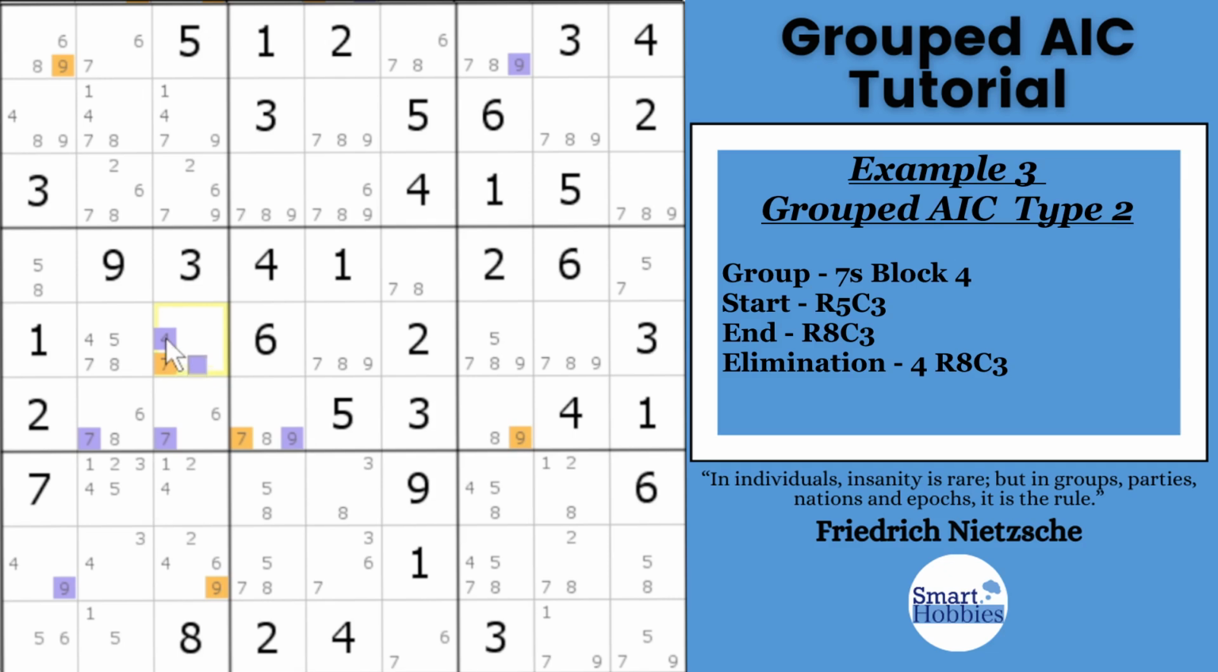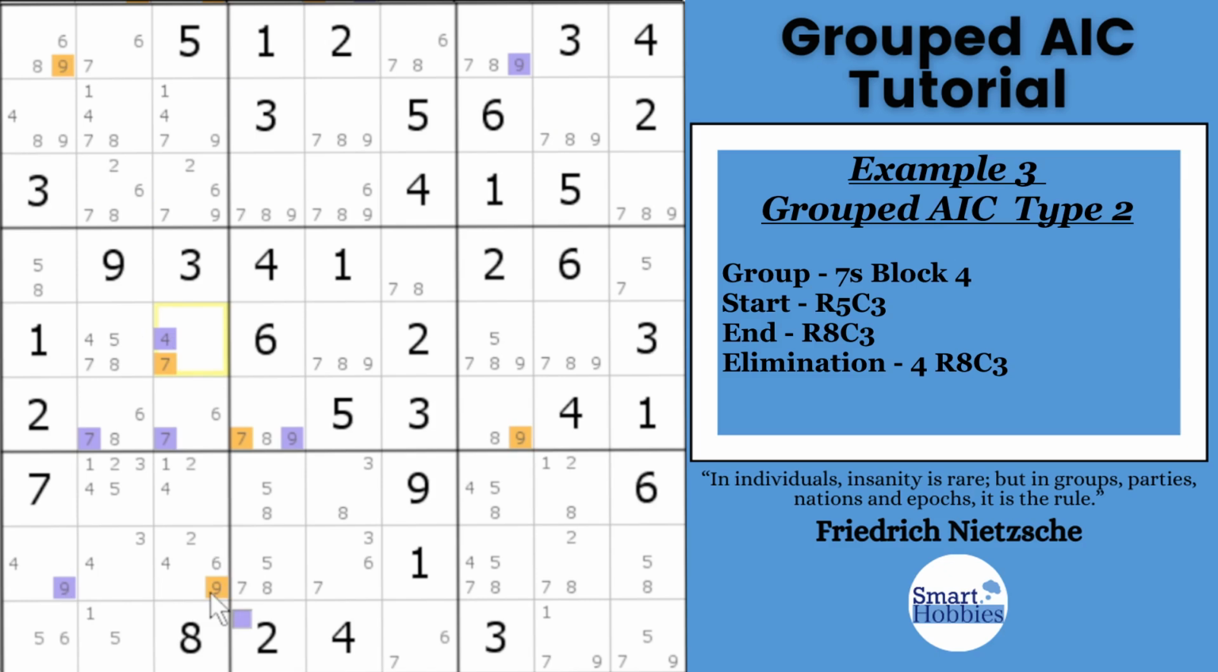So this 4, you got a strong link to the 7, weak to this group of 7s. And since this is like a grouped AIC, strong link to this 7, because there's no other 7s. There's this group and that as a conjugate pair. Weak to this 9, strong to this 9, weak to this 9, strong to this 9, weak to this 9, strong to this 9. So we start with a strong link in the 4, and in a strong link to the 9.